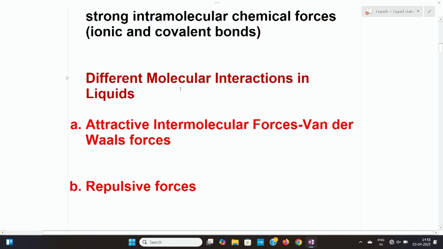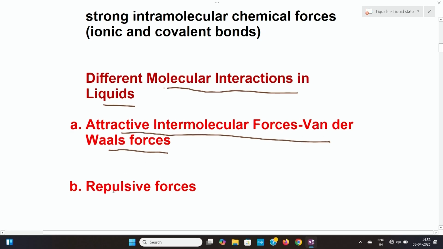Therefore, the different molecular interactions in liquids are attractive intermolecular forces, which are nothing but van der Waals forces, and the second one is repulsive forces. The different molecular interactions in liquids are attractive forces and repulsive forces.